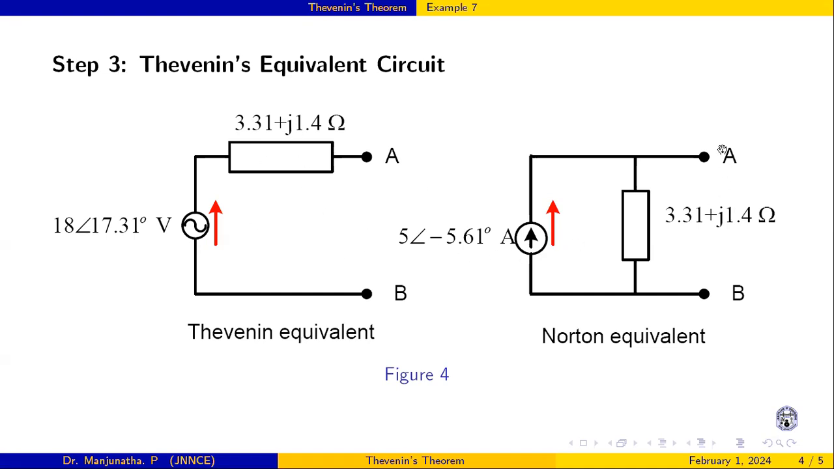This is the Norton equivalent. It is simple: divide 18 by 3.31, and the current is nearly 5 amperes.